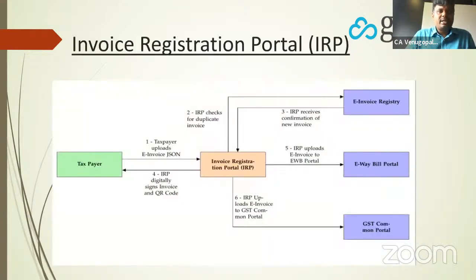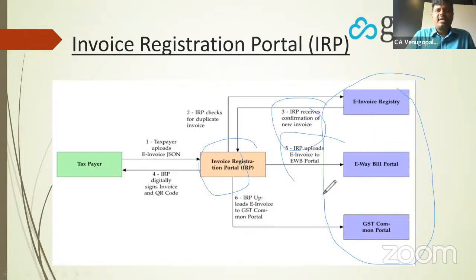Next is the IRP, who is the key person generating an invoice for you. You as a taxpayer have an interface with the IRP, but the IRP backend does a lot of work. It maintains a registry so that there is no duplication. It connects to the e-waybill portal and generates the e-waybill. It uploads the data back to GSTR1. All of this is not visible to us. You send the data, it digitally signs and sends the document back to us.